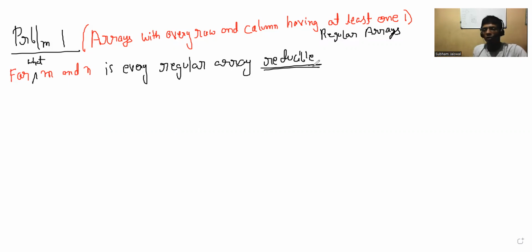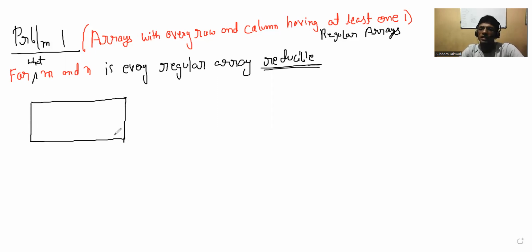Don't get panicked by the word reducible. I'll just describe it. I'm asking for what m and n the following can happen. Obviously, you have regular arrays for every m and n, but for every regular array you take, you should be able to delete a row and a column so that the resulting smaller array is also regular. That's what I mean by reducible. For which m and n can you do this?